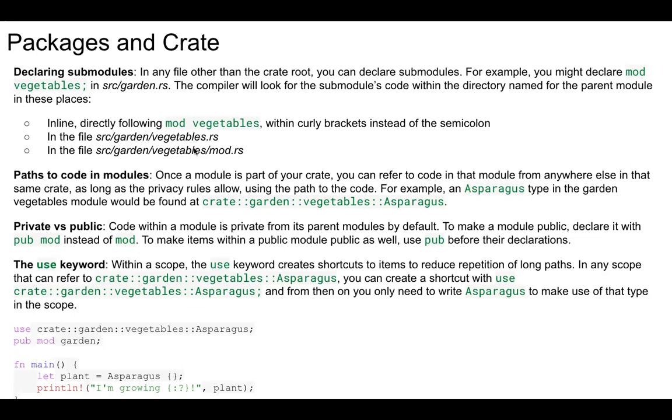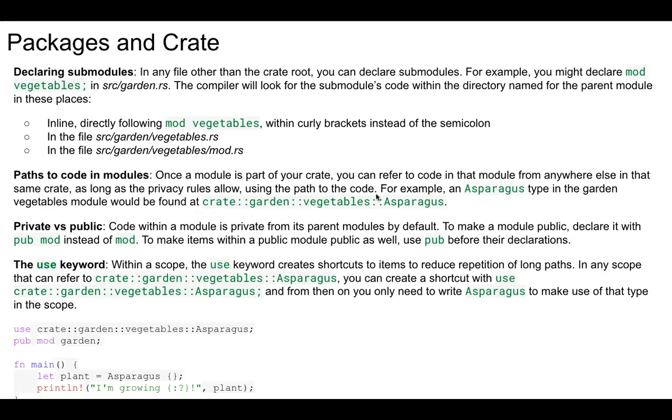So see, the directory has to be the same name as the module. If it is present in the parent, see here, garden is the parent. So the name of the file is vegetables.rs. But if the code of the module is in mod.rs, it can be in its own directory. Okay, so that is what the path is.